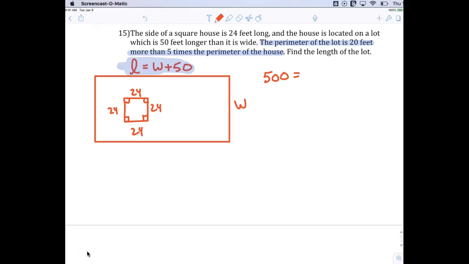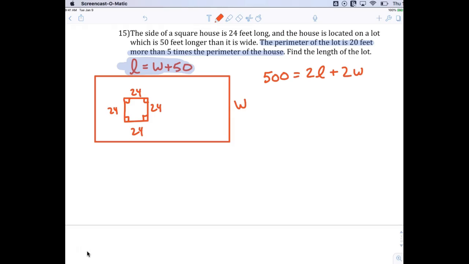Now, what's the formula for perimeter of a rectangle? 2L plus 2W. That is correct. 500 is equal to 2L plus 2W. Anybody have any questions with that? Anybody have any questions with how I got 500? Because we were a little interrupted.